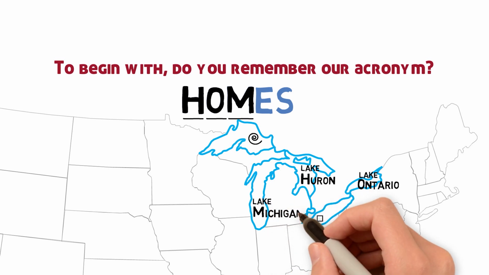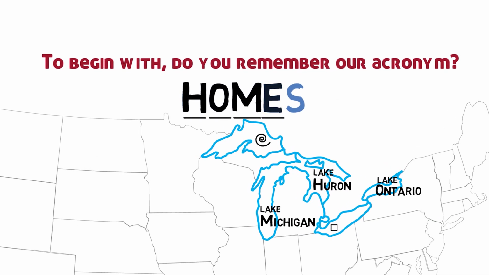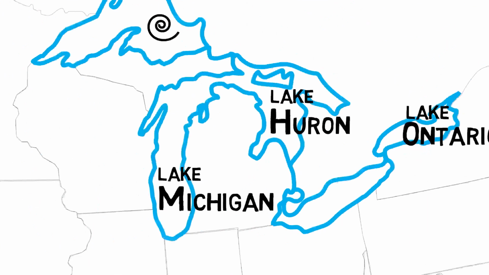If you said Michigan, you would be correct. Our fourth letter in our acronym is E. What symbol do we need to erase in order to put our E? If you said square, you would be right.